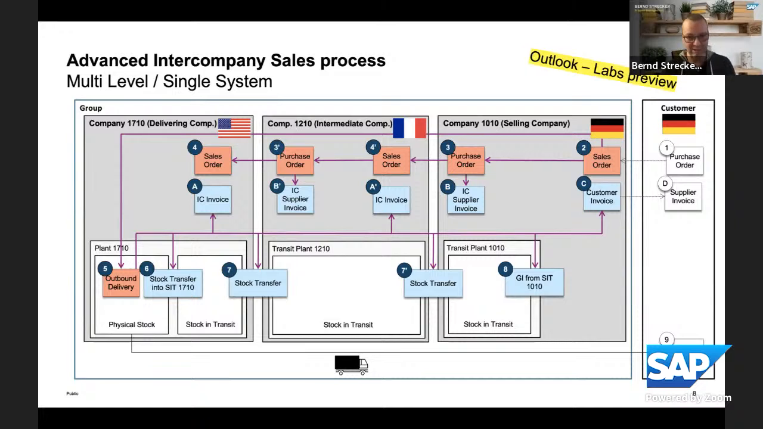And of course, the same applies then for the transit plant. So we have one goods movement from the valuated stock in the US to France, to the next, and to the transit plant in Germany.